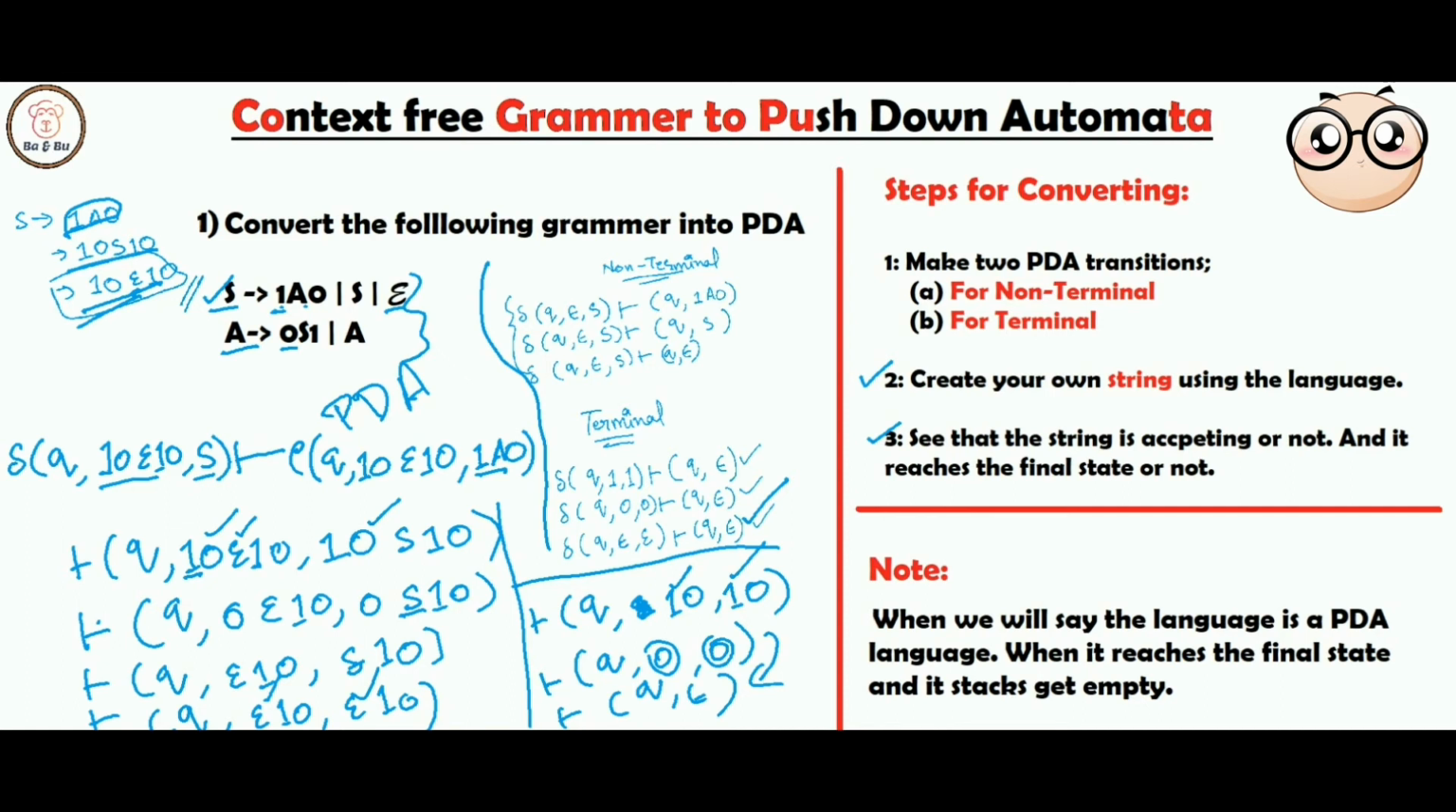So before leaving, I'm gonna tell you how you can say the language is a PDA language. Until and unless your grammar or your language reaches its final states or its stack gets empty, you can't say that a language is PDA, okay. For proving that it is a PDA language, the stack should get empty and it has to reach the final state.